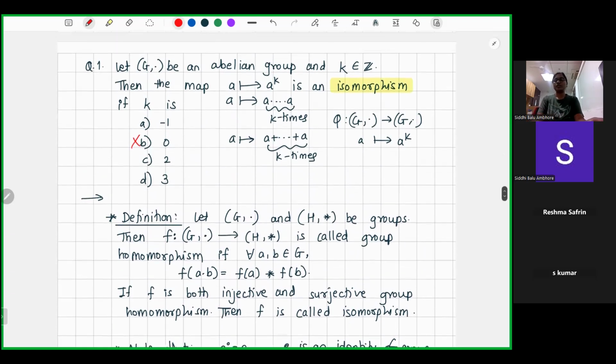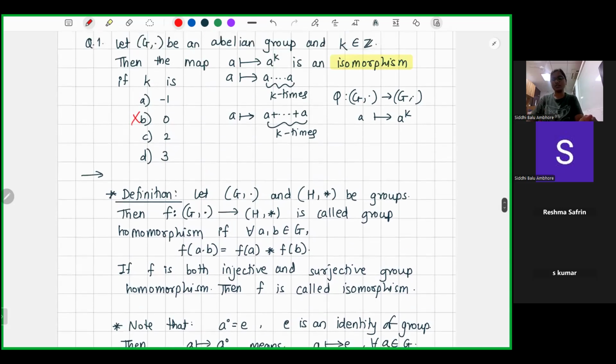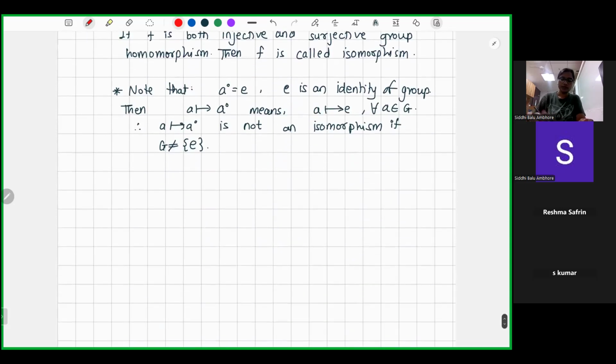But here, the statement is very general. They are saying that G is only an abelian group. It could be of any cardinality, anything. We just have to find for which K A going to A power K is an isomorphism. So we know that A going to A power 0 is not helping.